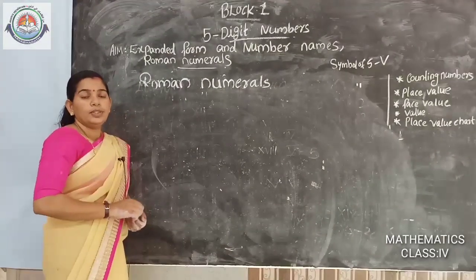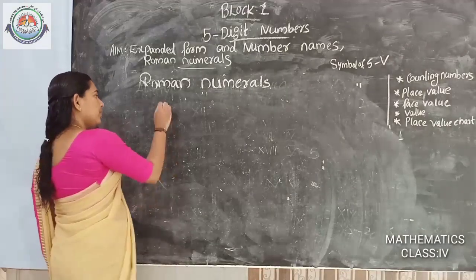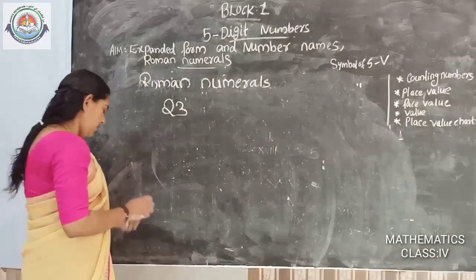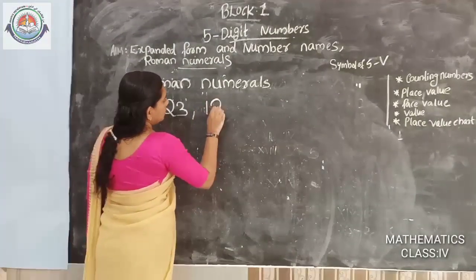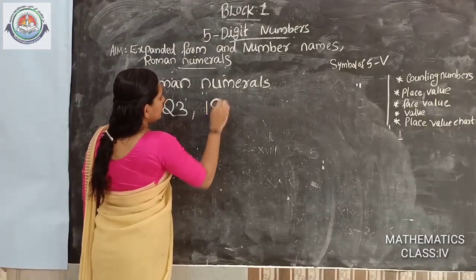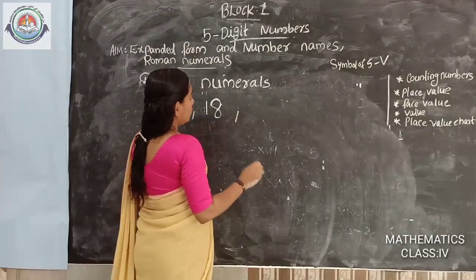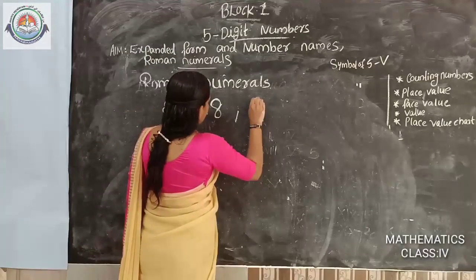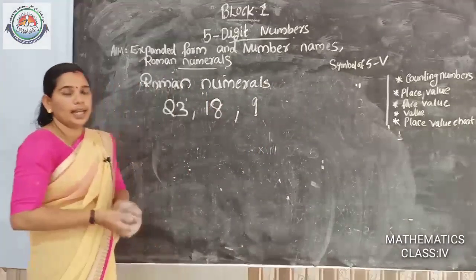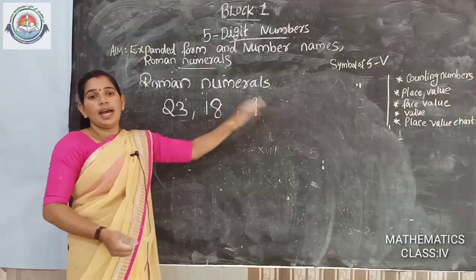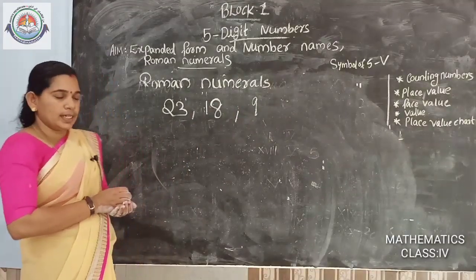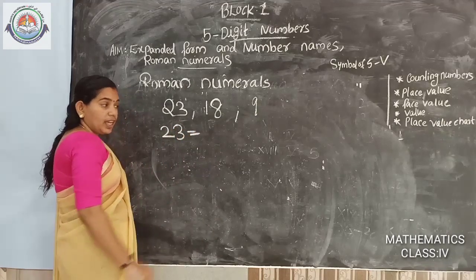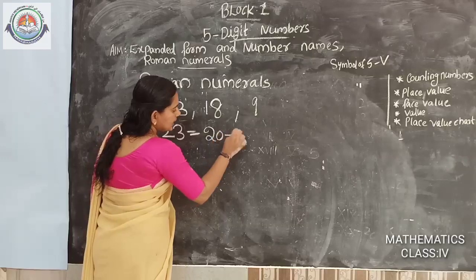Given a number, you just write the Roman numerals. 23, 18, 9. Okay, 23, 18, 9. How do we write Roman numerals? 23: we can write 20 plus 3.